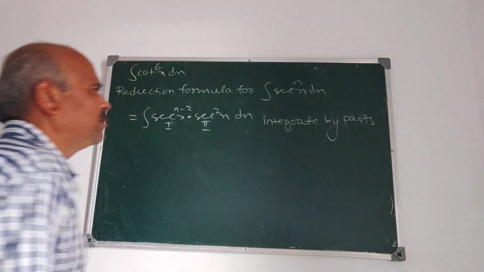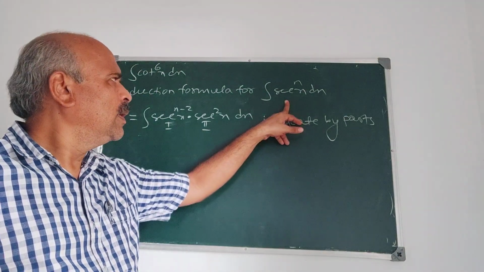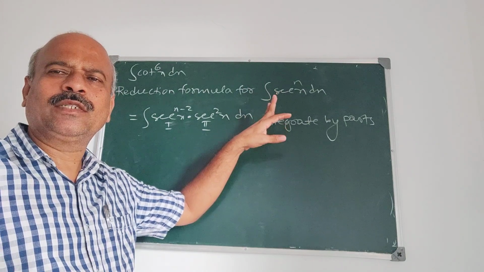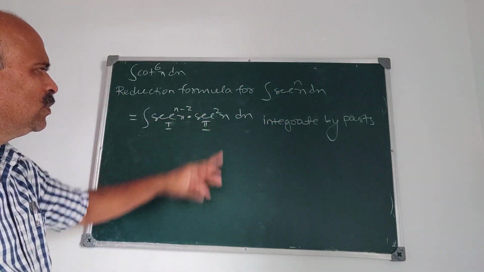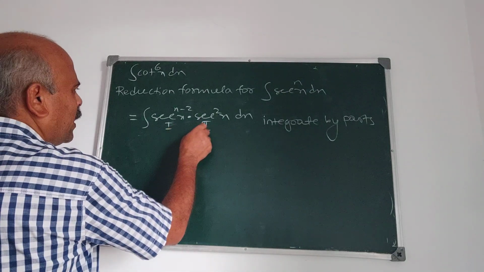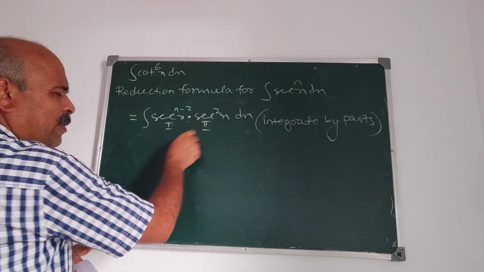Integrate by parts. This is the procedure. Sec x raised to n, cosec x raised to n, procedure same. Sec x raised to n is written as sec x raised to n minus 2 into secant square x. Now integrate by parts. First function, you know what is the rule of integration by parts.